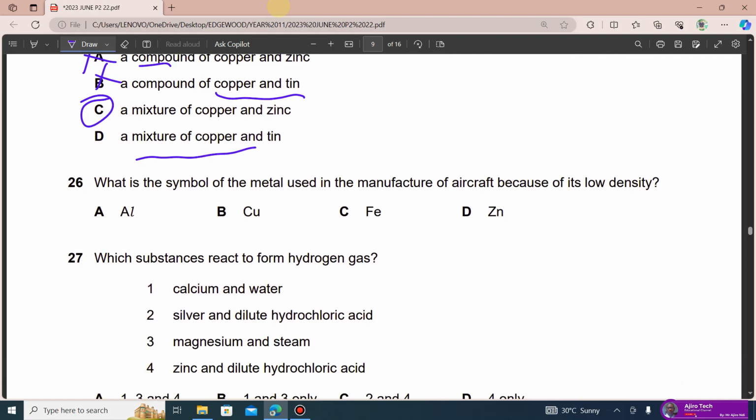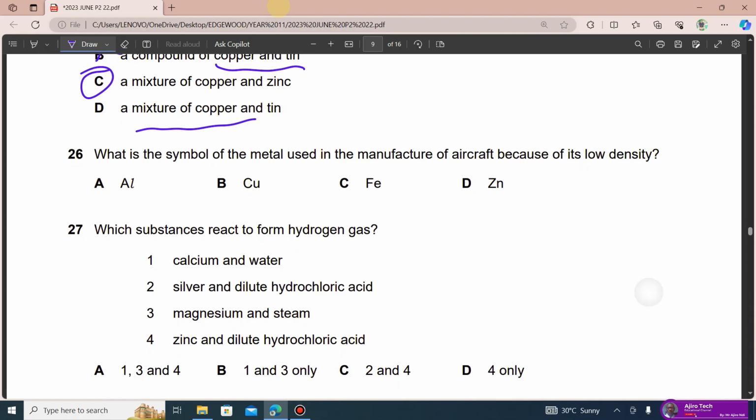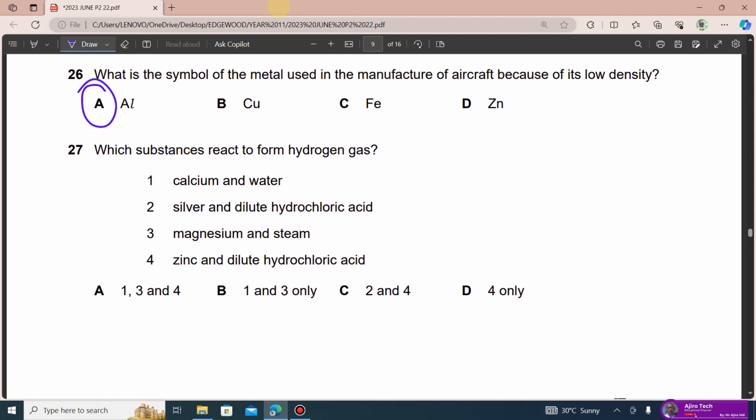What is the symbol of the metal used in the manufacture of aircraft because of its low density? Of course, this is a straightforward question. This is aluminium. Now, question 27.